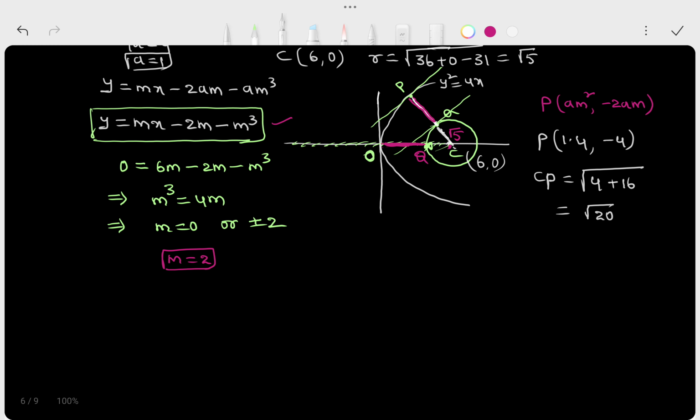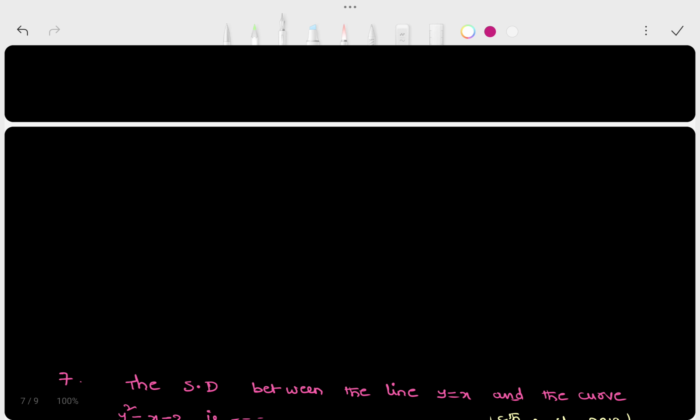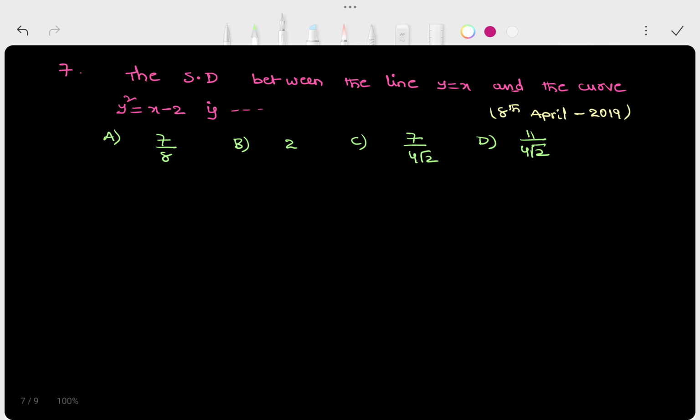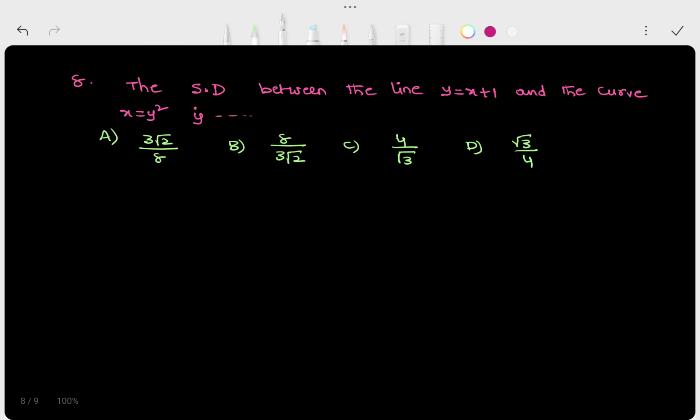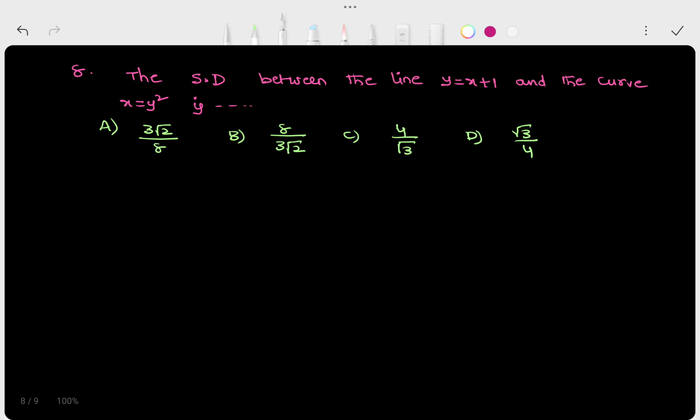You see here, in a similar model, a few more questions are given. Here is the shortest distance between the line y equals x and the curve y square equals x minus 2. So please, all of you, this is the homework problem. And one more question in this same model: the shortest distance between the line y equals x plus 1 and the curve x equals y square. This one is the same question we completed in the previous one. Once again, you see, this is also a homework problem.